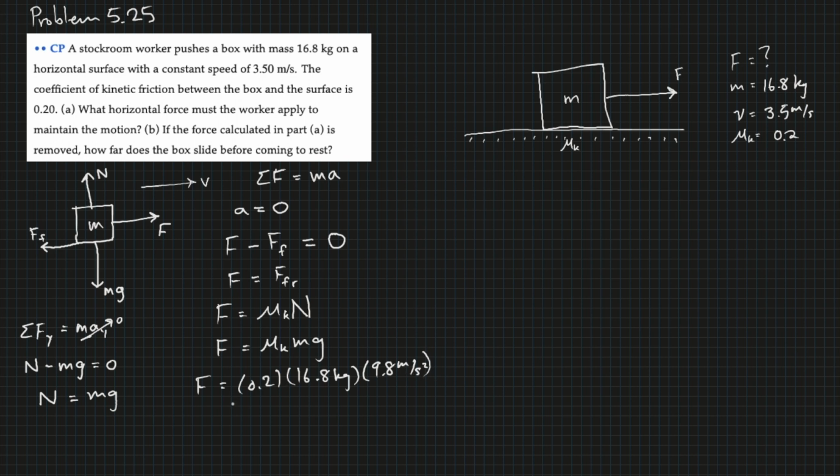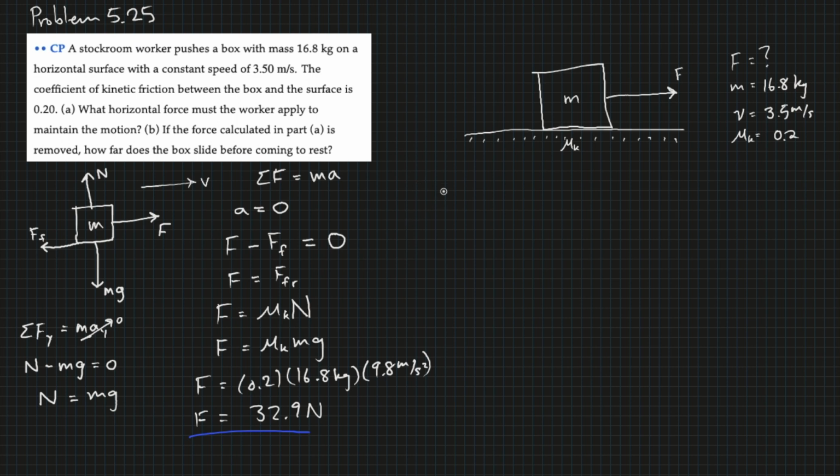And this all comes out to 32.9 newtons. So that is the force that our worker must be applying in order to maintain the constant velocity of 3.5 meters per second.